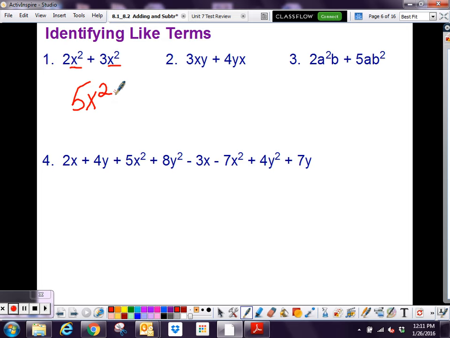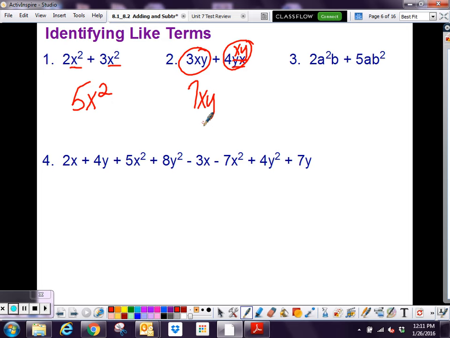Okay, let's look at number 2. I've got 3xy plus 4yx. Now, I know this yx looks like it's different, but those still are being multiplied together, so I could say that that is xy. So if I have 3xy plus 4xy, that gets me 7xy.